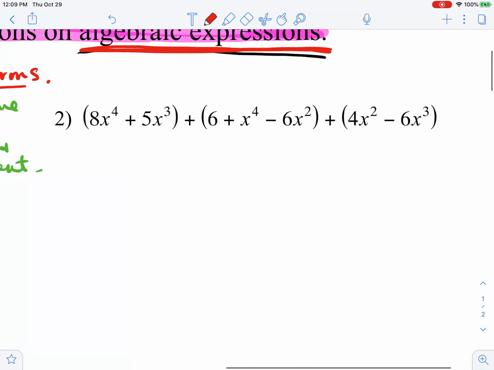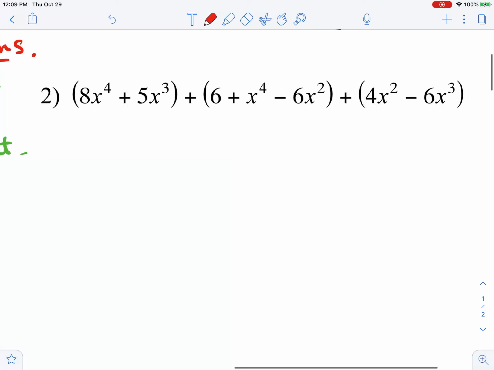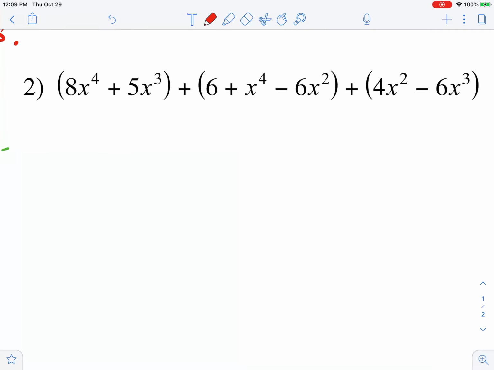Let's look at another one. Okay, so this one is a little bit more complex because now we have 3 polynomials we're putting together and lots of different like terms. So let's organize the like terms together. So we have 8x to the 4th. Now we're going to move down the line and we're going to see if there's any other x to the 4ths anywhere. In the second polynomial, we do see plus x to the 4th. Don't forget that's plus 1x to the 4th. And I don't see any x to the 4ths in the third polynomial. So let's go ahead and combine them together.